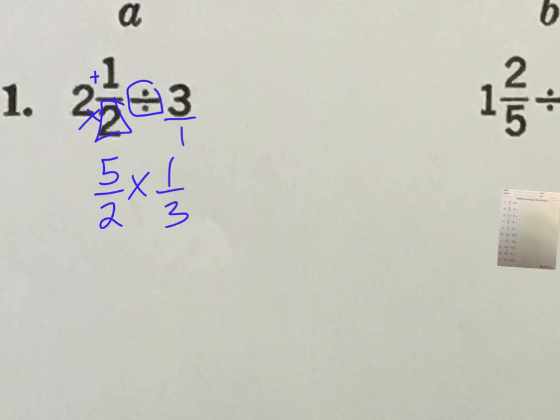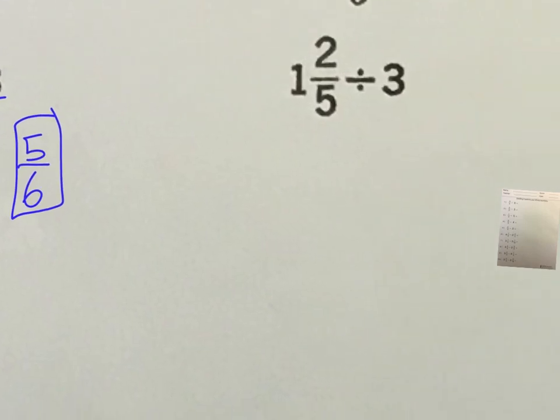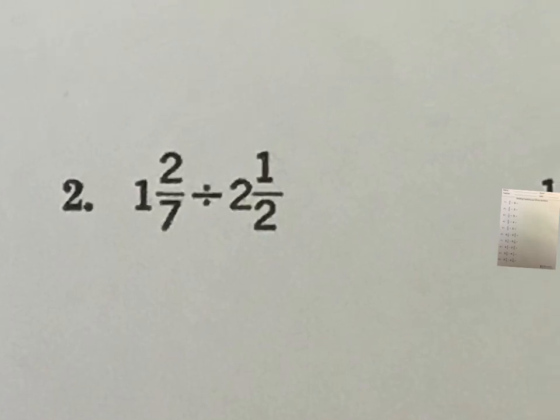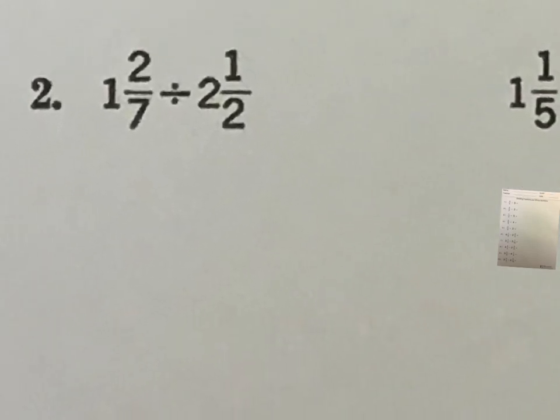Now we always check to see cross products here. Do they have anything in common? No, they do not. So all we have to do is multiply. So 5/6 is my answer. Not too bad. That was pretty simple. Let's take a look at the next level here. So number 2.